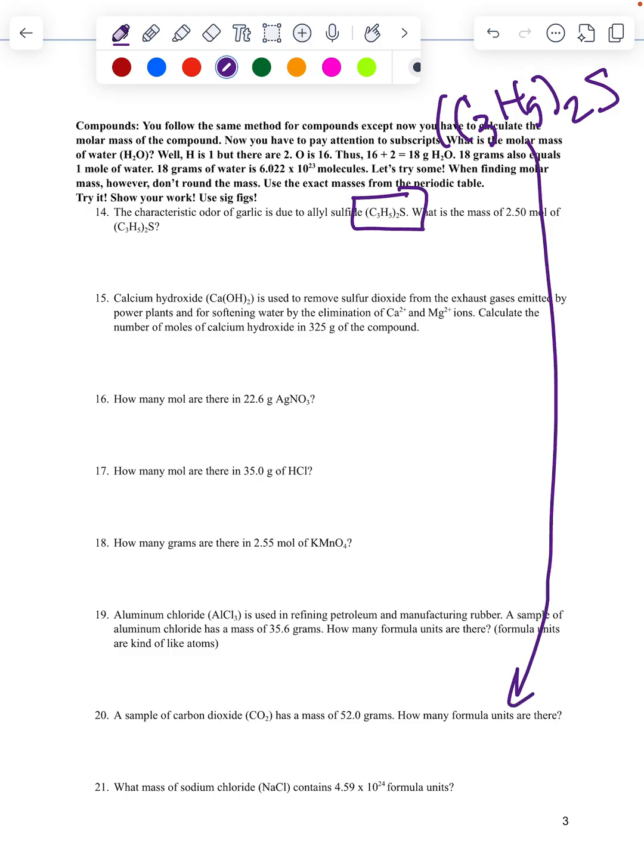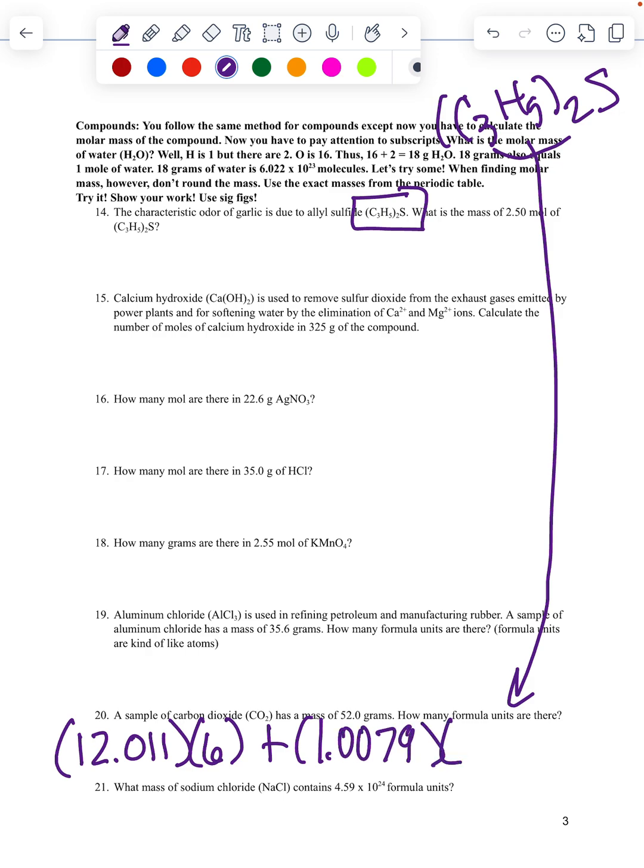Well, notice you have carbon. Carbon has a mass of 12.011. How many carbons are in this formula? 3 times 2 is 6. Then you have H. H's mass is 1.0079. Oh, by the way, you'll get these memorized just out of using them. And you have 10 of those. And I have 1 sulfur, and its mass is usually 32.06. Some periodic tables go farther than that. I usually just use that one.